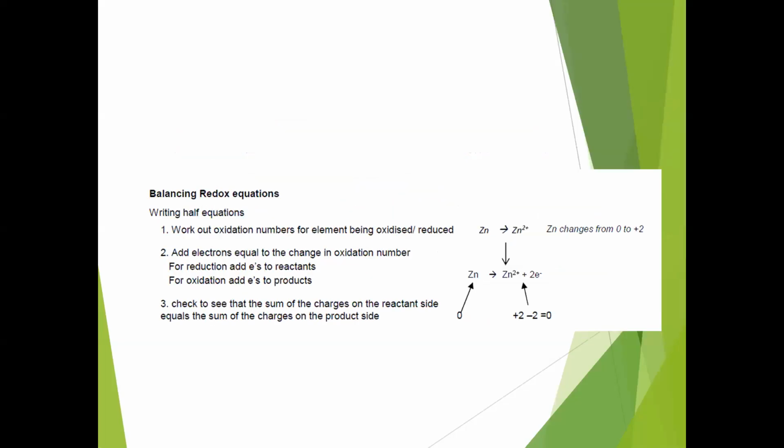So the topic is balancing a redox equation. A redox equation means an equation in which both oxidation and reduction can occur. We call that a redox equation. And a redox equation can be balanced in two different ways. It can be in acidic medium or it can be in alkaline medium.